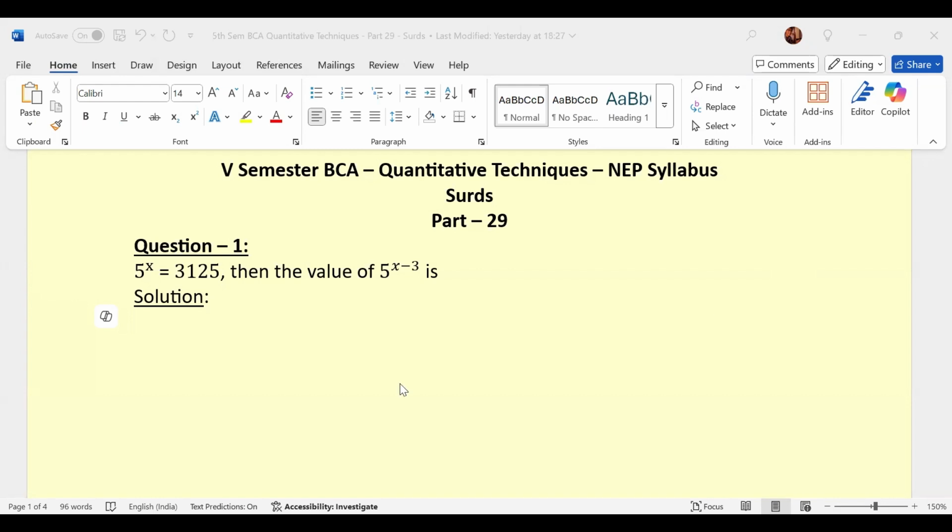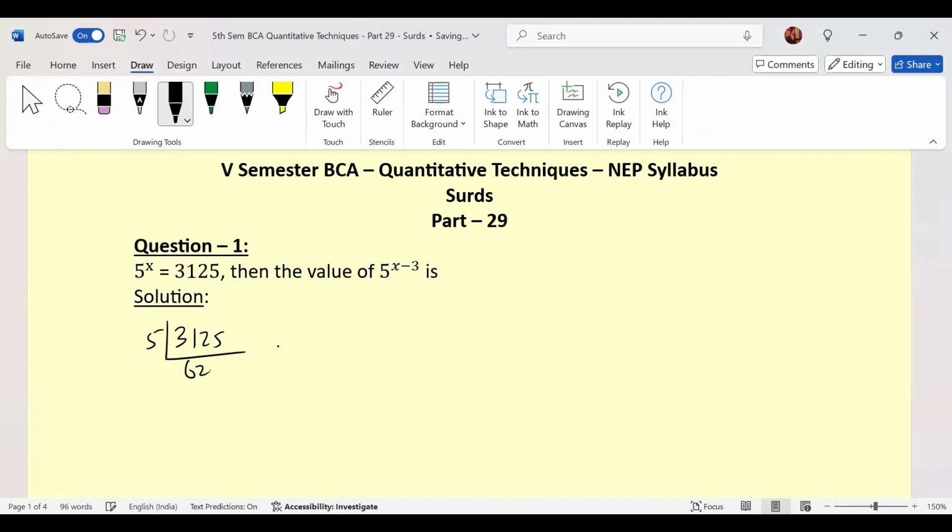This is part 29. First question: 5 to the power of x equal to 3125. Then find the value of 5 to the power of x minus 3. First of all, we'll factorize 3125.